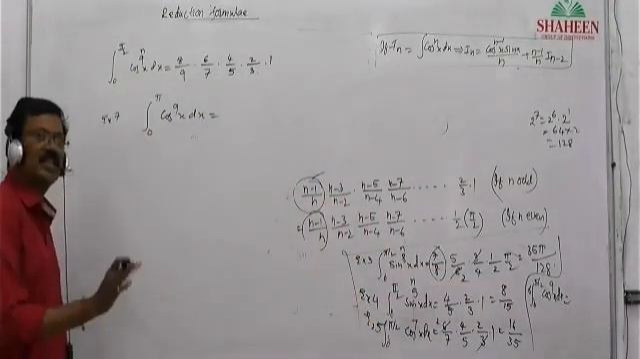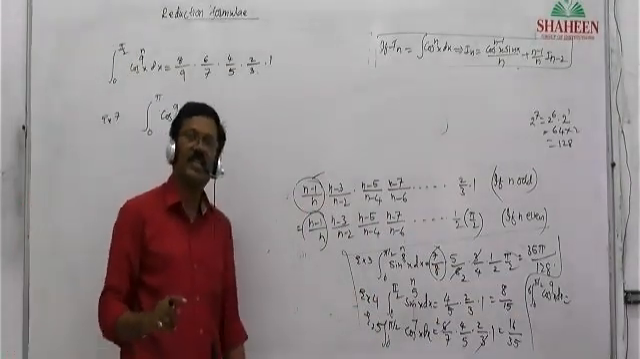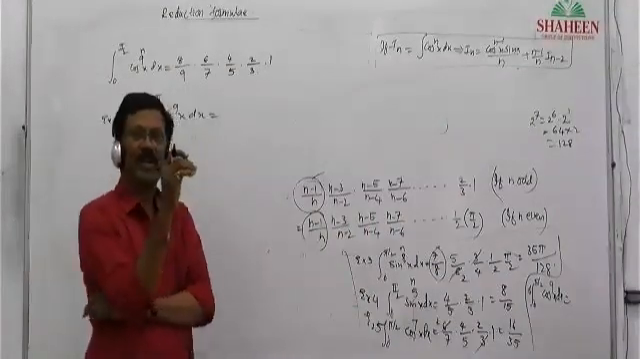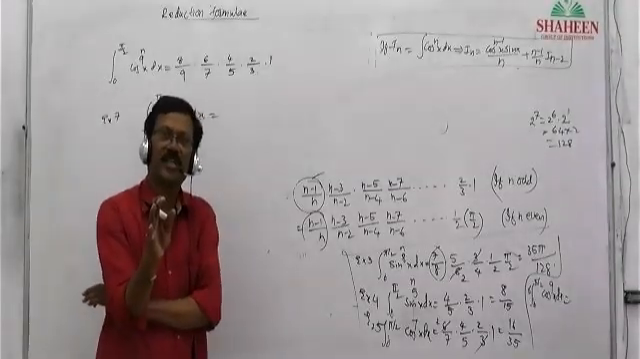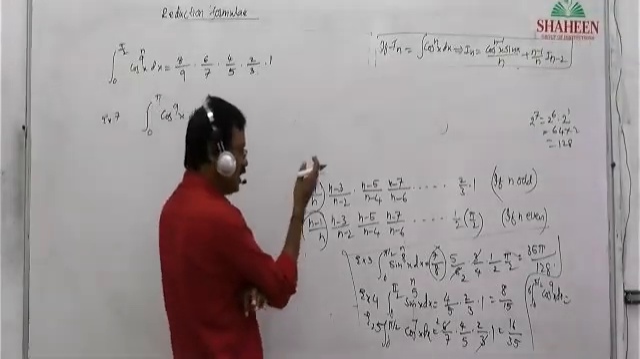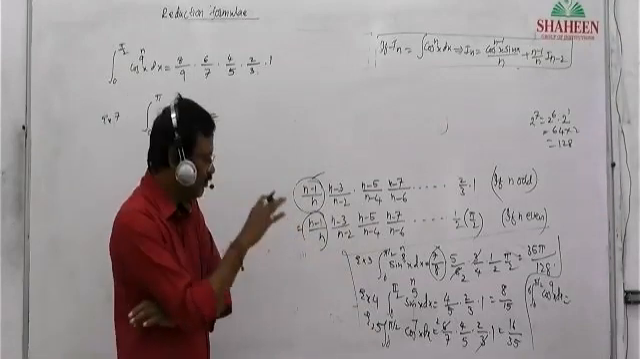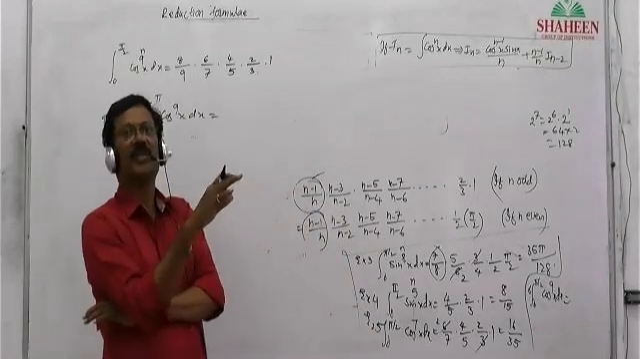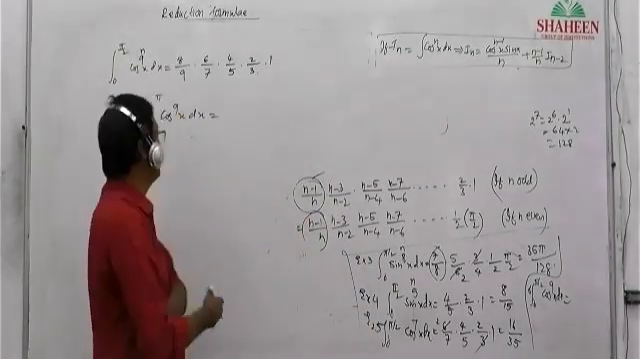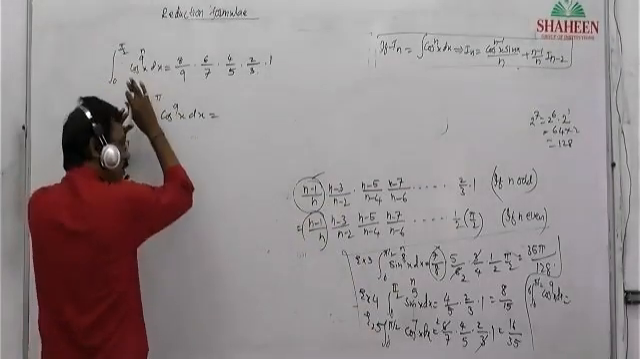Don't write this answer. Limits are not 0 to pi by 2. In definite integrals, limits are also very, very important. You observe the limits also. If limits are not the same, the answers are not the same. These reductions are for 0 to pi by 2 only. Make it 0 to pi by 2, then apply the reduction formula. Here the limits are not 0 to pi by 2, so we have to change into that form.